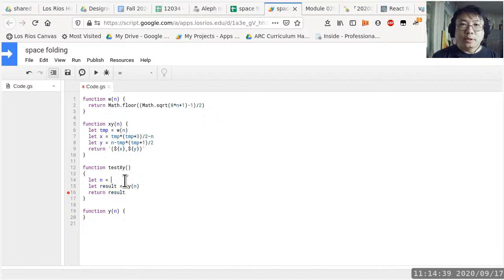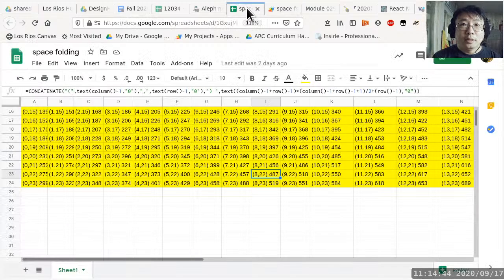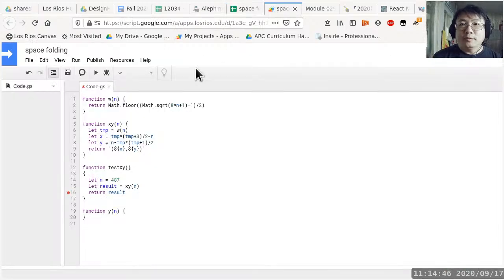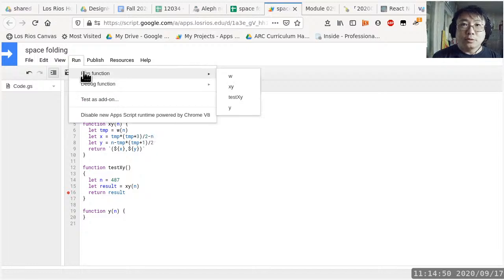Instead of 143, we have 487, I think. Yep, 487. And then we just test run the whole thing again. Go to run, go to debug. If you just run, it won't stop at the breakpoint, so you have to use the debug function.